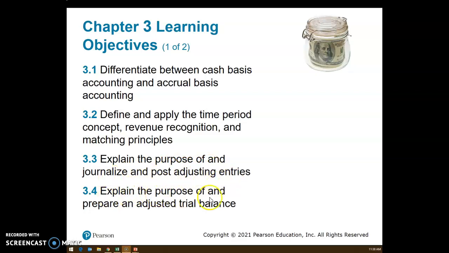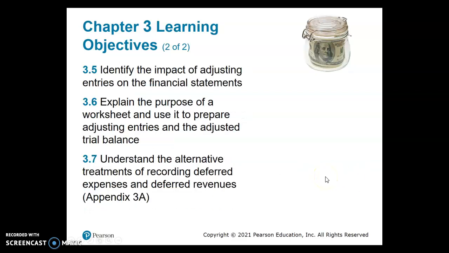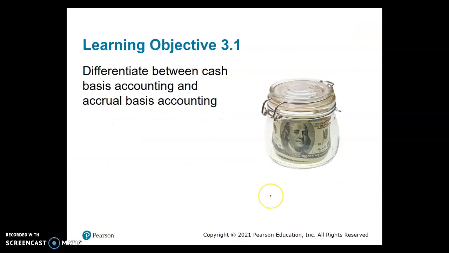Another objective, explain the purpose of and prepare an adjusted trial balance. Identify the impact of adjusting entries on the financial statements. Explain the purpose of a worksheet. Accountants love the use of a worksheet. We'll get into that as well. Adjusting entries and the adjusted trial balance. And this one, the appendix, we are not going to focus on. You shouldn't have any problems in the homework with the appendix.